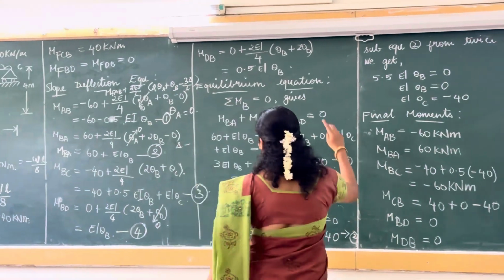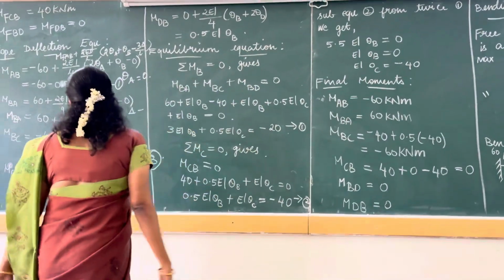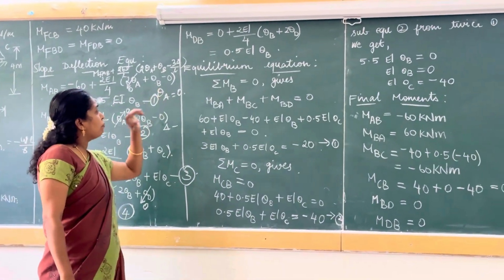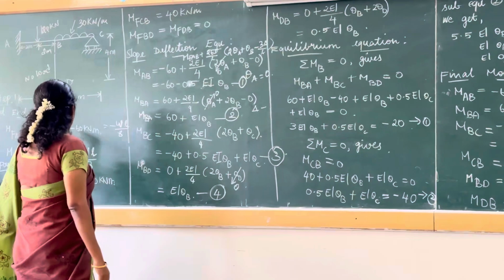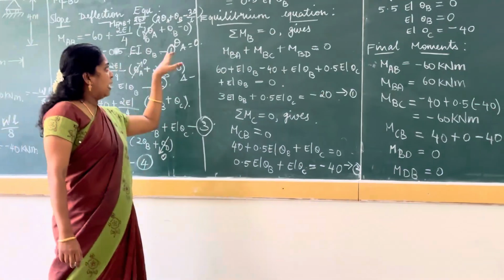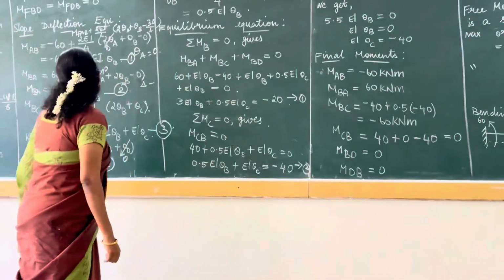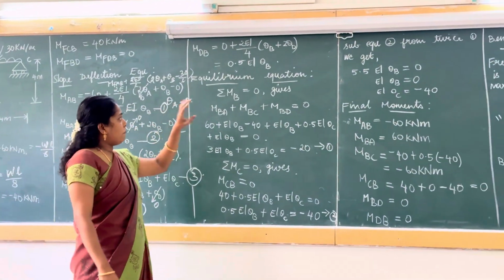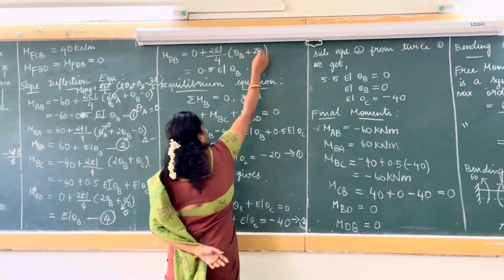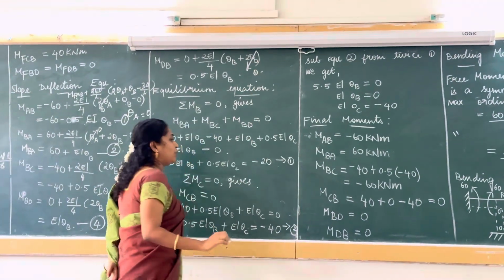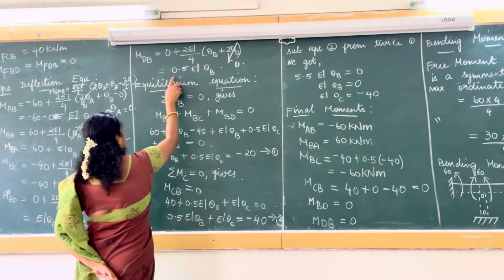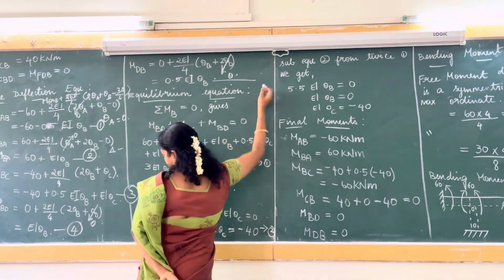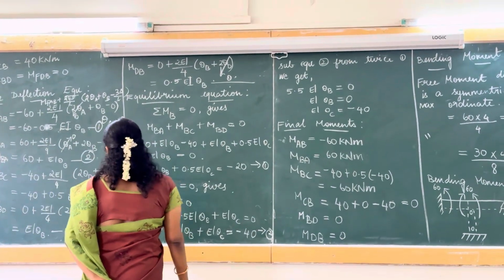Next we will consider the DB span. In that we are going to calculate MDB. Here the fixed end moment for the DB span is 0 because there is no load, plus 2EI divided by L. L is 4 meter, the span is 4 meter, plus theta B plus 2 theta D. Here also the theta D is 0 because it is a fixed support. So what remains is 0.5 EI theta B as the slope deflection equation. We will consider this as equation 5.